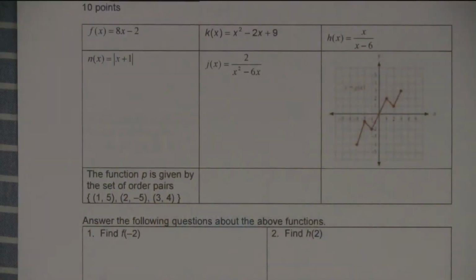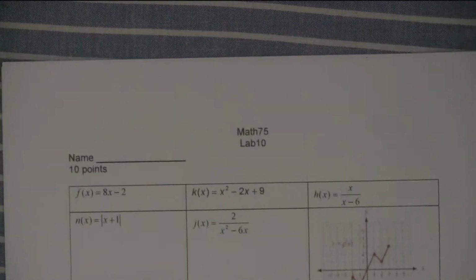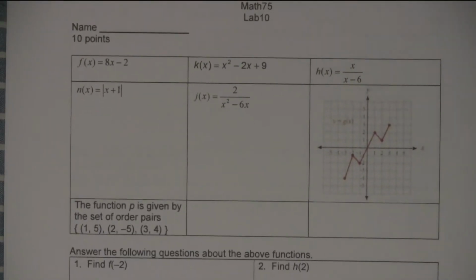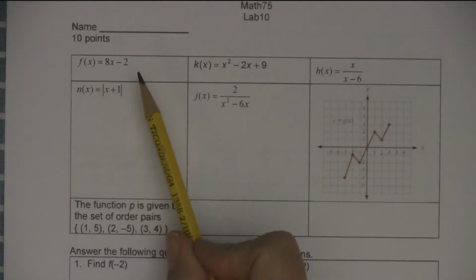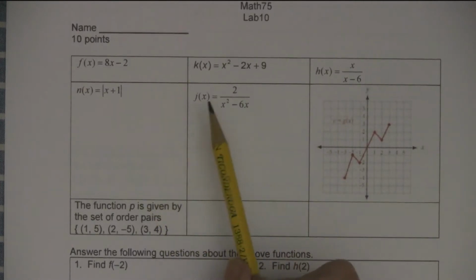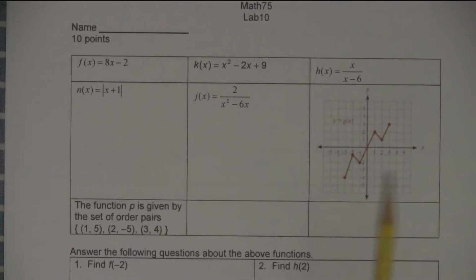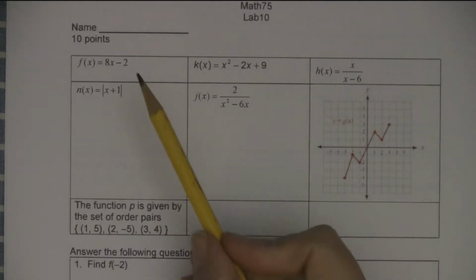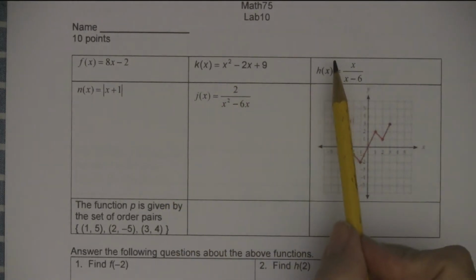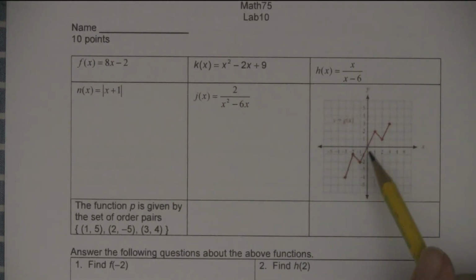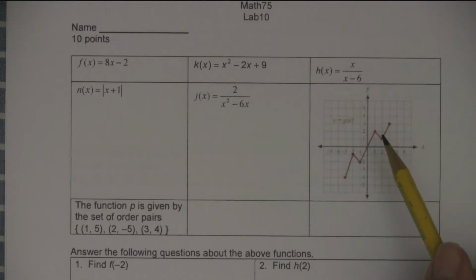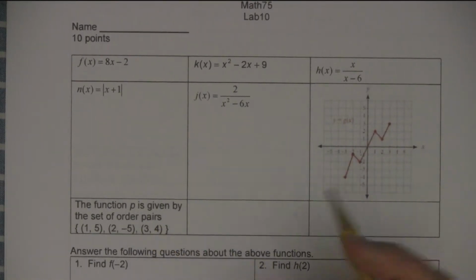Okay, here's lab 10, and let me see how I get on there. Lab 10, they gave us a bunch of functions. Let's see, they gave us 1, 2, 3, 4, 5, 6, 7 functions. They gave us functions in terms of equations, those 5. Then they gave us one in terms of a graph, which is basically a set of ordered pairs.